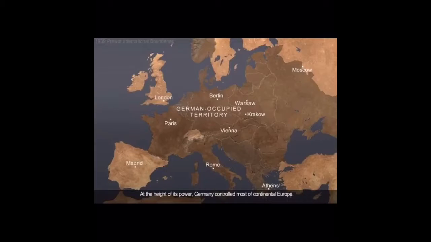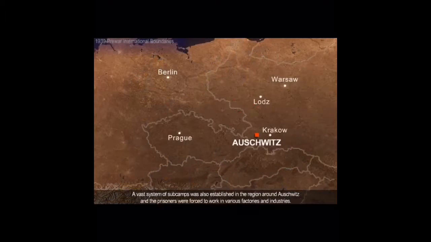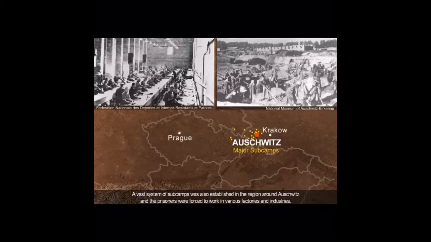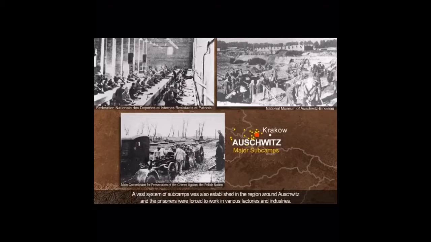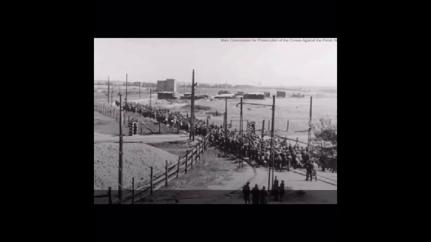At the height of its power, Germany controlled most of continental Europe. The Nazis established 6 killing centers in occupied Poland. The largest was Auschwitz-Birkenau, located 37 miles west of Krakow, another concentration camp. A vast system of subcamps was also established in the region around Auschwitz, and the prisoners were forced to work in various factories and industries.